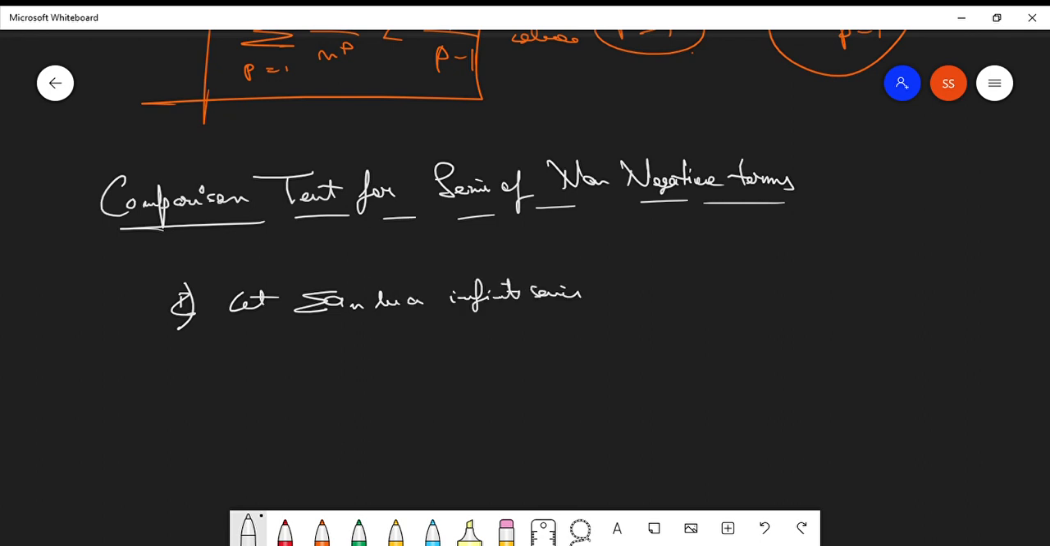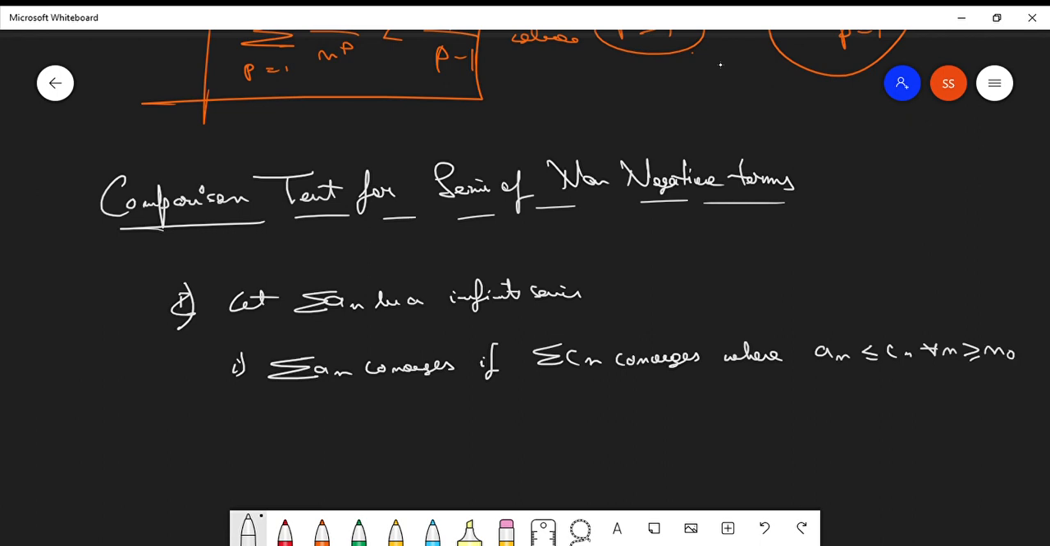First point says that the sum of a_n converges if the sum of c_n converges, where a_n is less than or equal to c_n for all n greater than or equal to some n naught, for n naught belonging to the set of naturals. Clear? So basically what we mean by this statement is that if c_n is an infinite series which contains elements greater than the series of a_n, where n is greater than n naught.